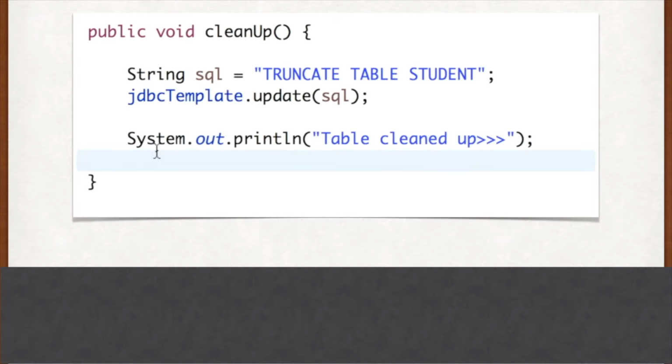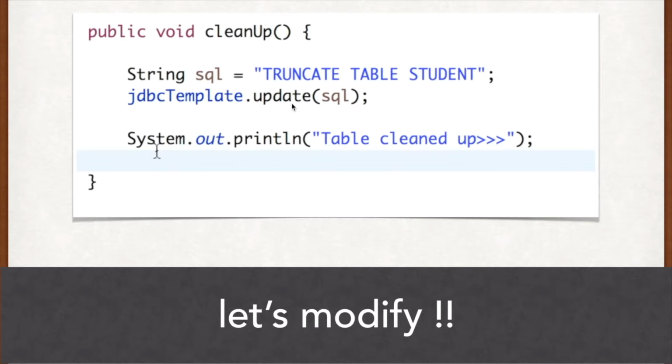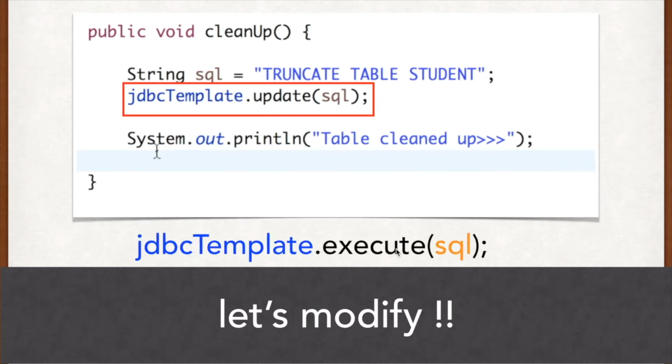So right now, if I go to the next slide and see my cleanup code, we can modify this code. Basically, we are using the update method and passing in the SQL. But if we follow the JdbcTemplate documentation, instead of using the update method to truncate the table, we can use the execute method of JdbcTemplate. So instead of saying update, we can say execute here, and pass in our SQL, which is a DDL statement.